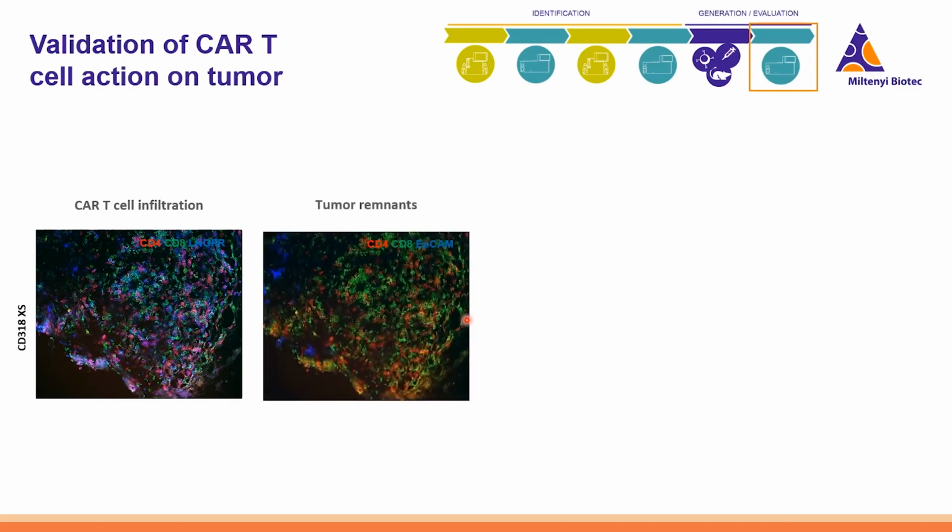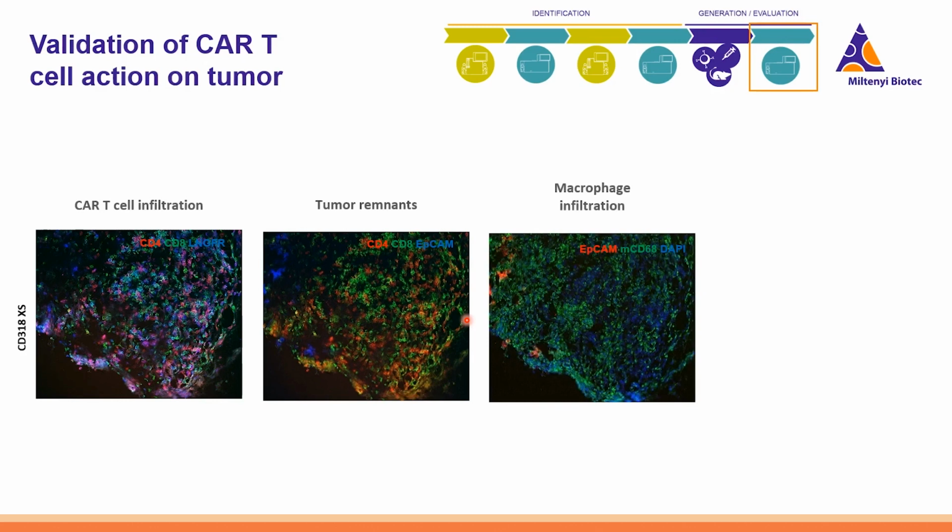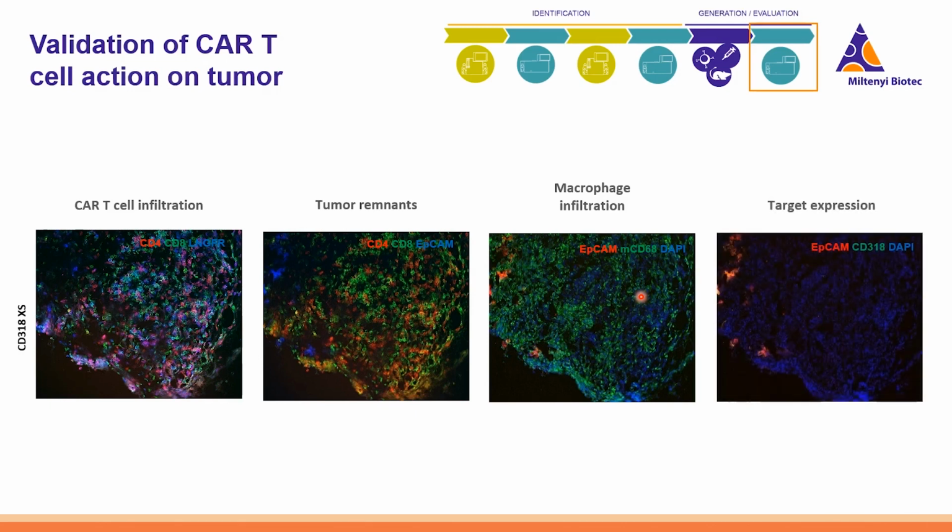Here we see a few remaining cancer cells, and surprisingly, there is a significant macrophage infiltration, which is a surprise since macrophages are believed to be non-functional in NSG mice. And finally, almost no expression of target in the presence of CD318, and this indicates the successful elimination of tumor cells in early stages.